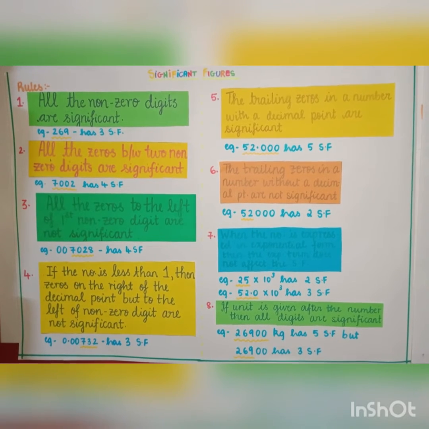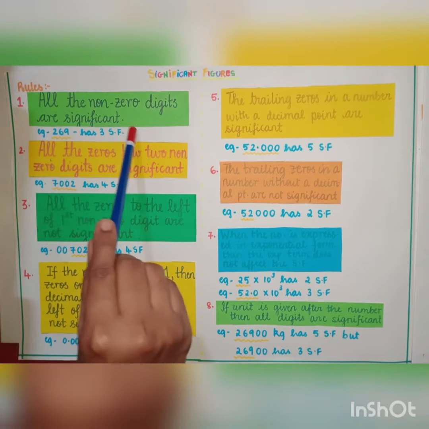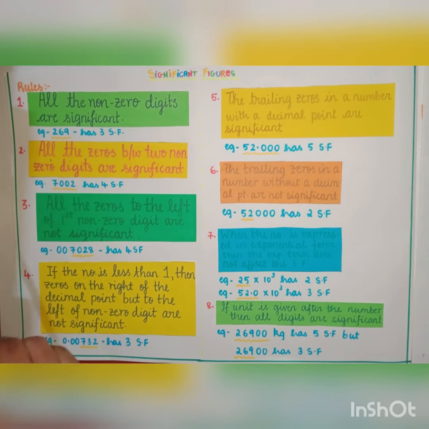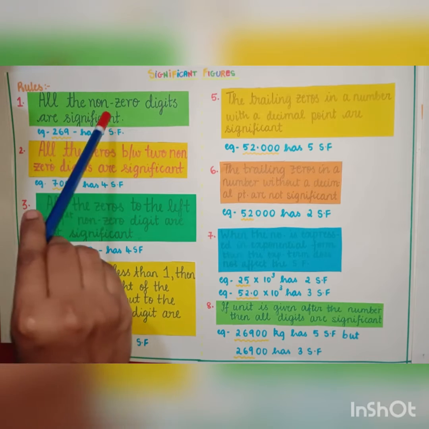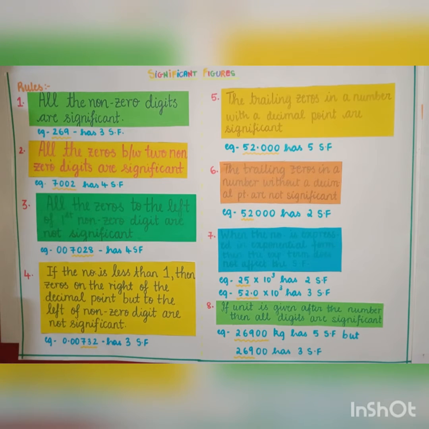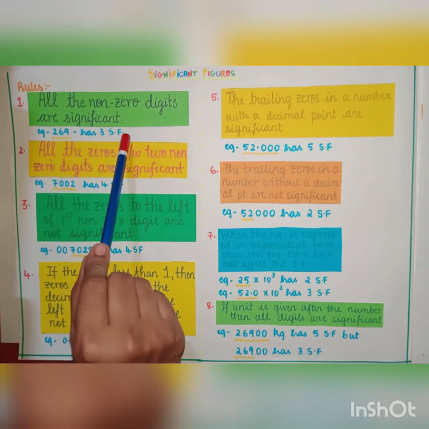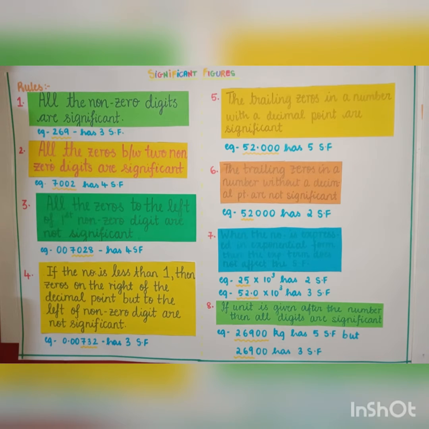So what you see here are 8 simple rules to learn everything about significant figures. Let us begin with rule number 1. It says that all the non-zero digits are significant. I repeat, all the non-zero digits are significant. I have given the example of the number 269, and as you can see, it has all 3 non-zero digits, and therefore we can say that it has 3 significant figures. I hope you are all clear with rule number 1. So I will now move on to rule number 2.